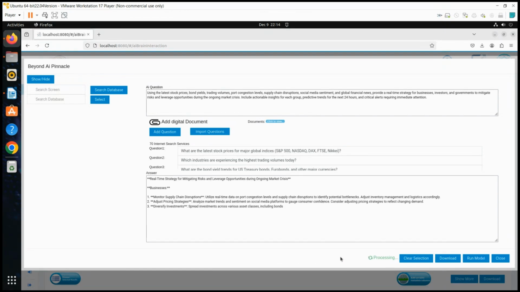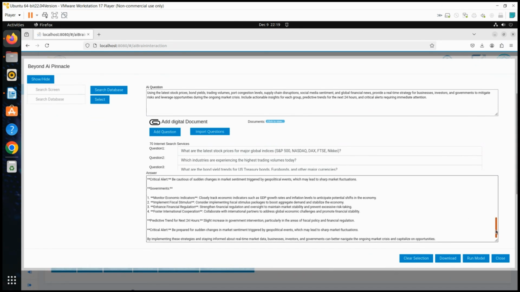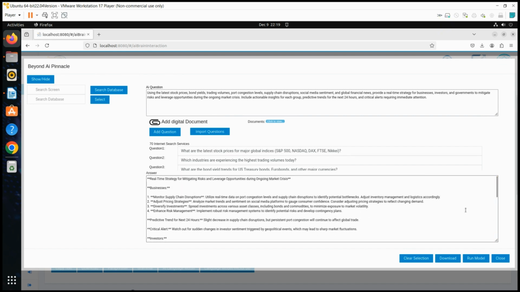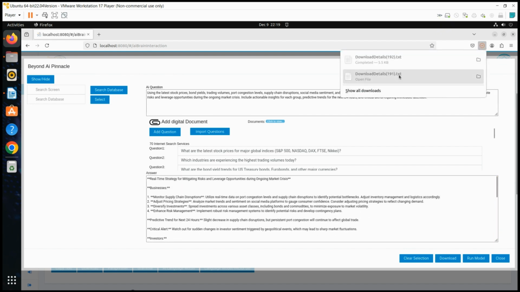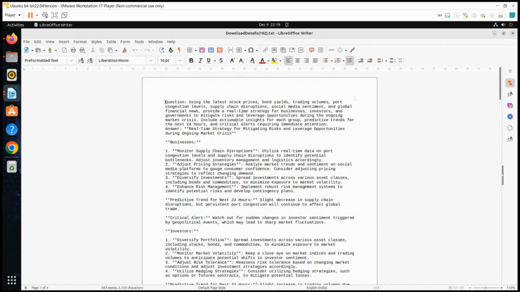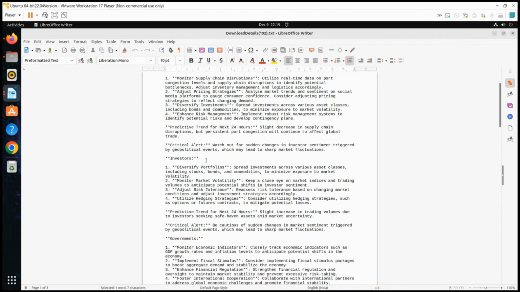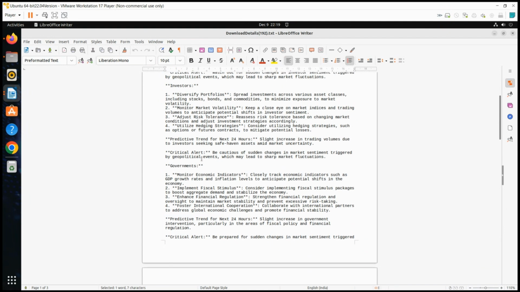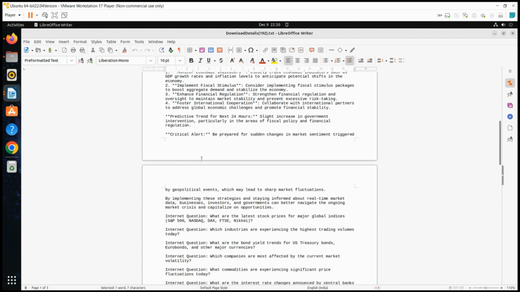gathering system. This system integrates diverse sources, including 70 search service engines, digital data, database content, and more. As the results are displayed, we have the option to download them for easier viewing and sharing. Beyond-AI Pinnacle not only provides sophisticated insights based on the user's request, but also includes the original LLM question, the 17 internet source questions, and all related information.